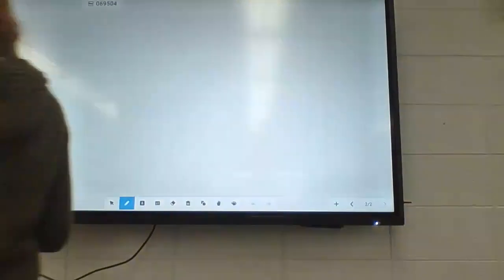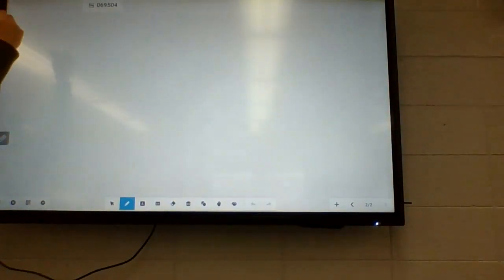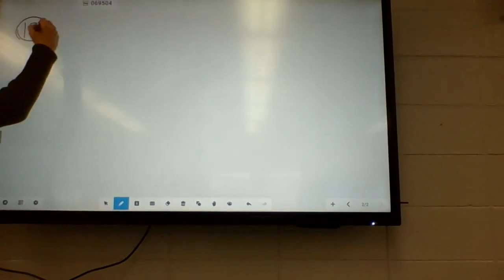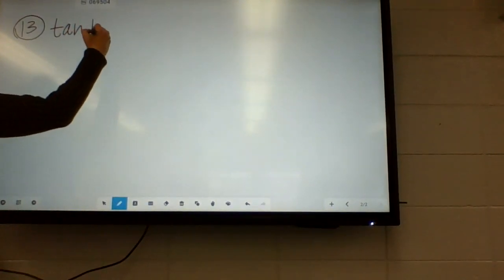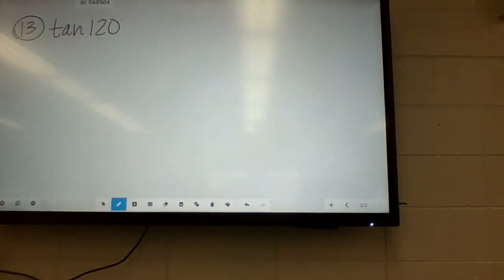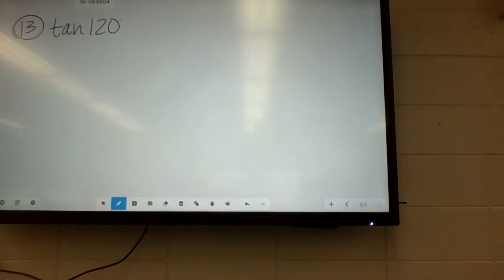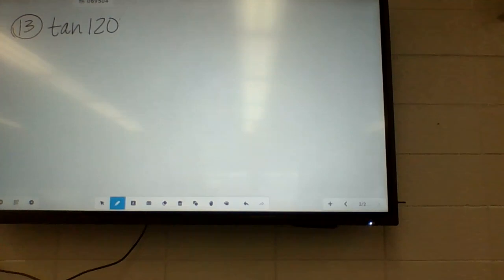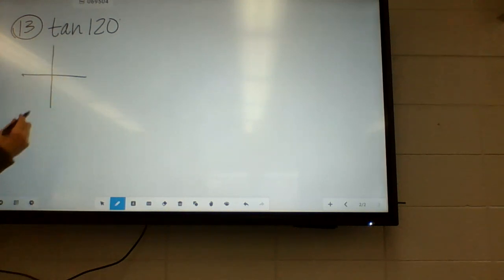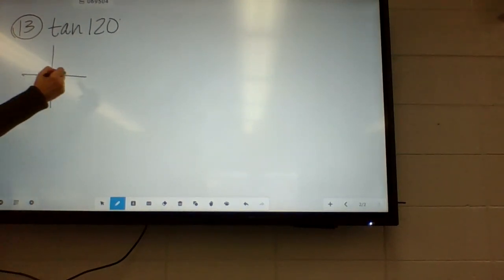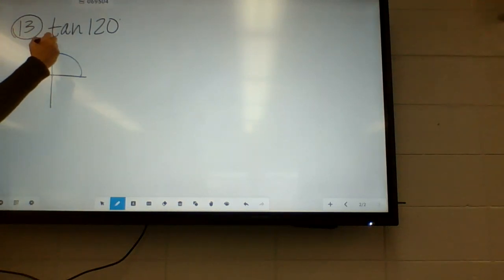So we'll start with number 13. Tangent of 120 degrees. When I do this, again, you should be doing this without a calculator. So this would probably be like a no calculator portion of a test. So tangent of 120 degrees. So I go past 90 degrees, and if this is 90, I'm going to go 30 past 90.